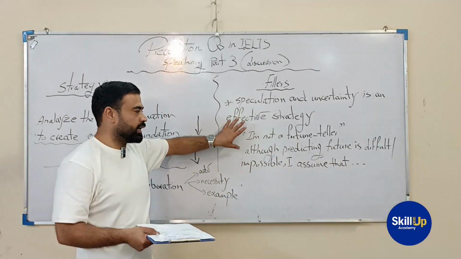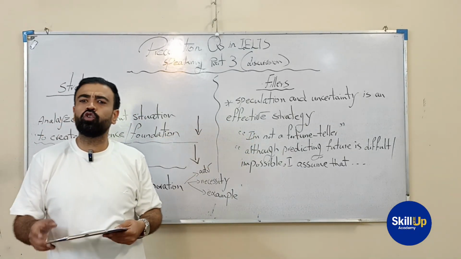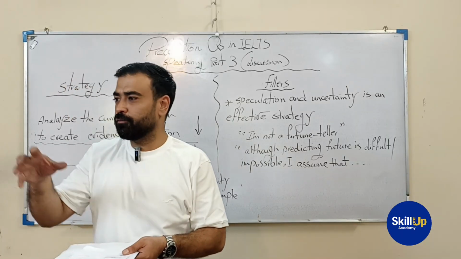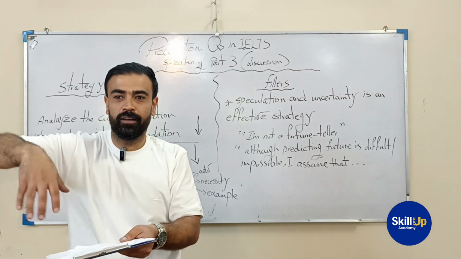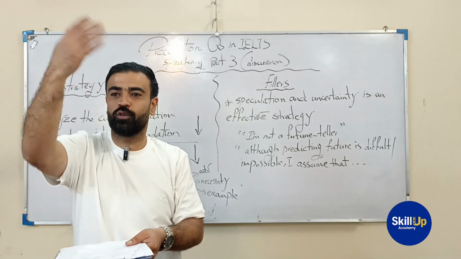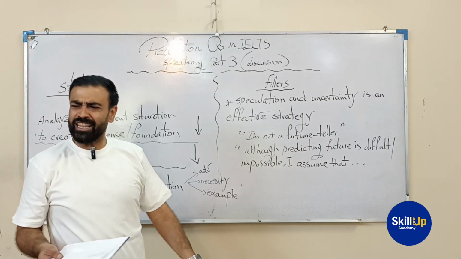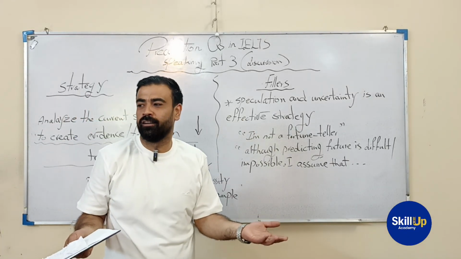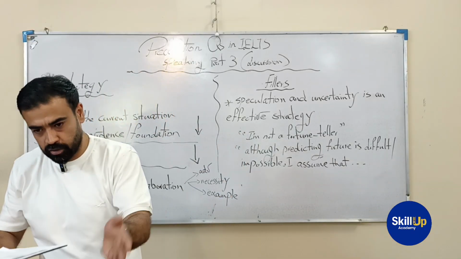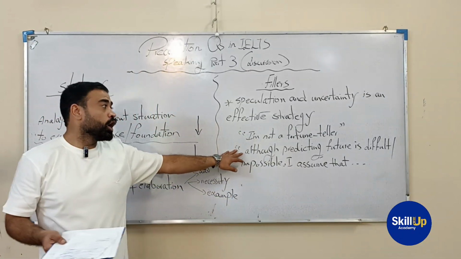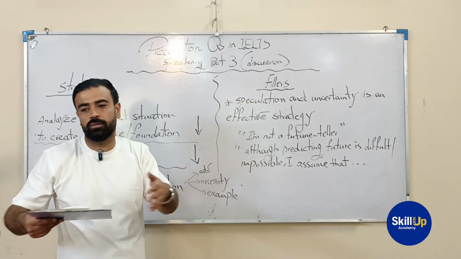So first of all, you can start with these expressions, maybe starters. You can say, I'm not a fortune teller. Do you know who is a fortune teller? A person who has a globe and uses that globe to predict the future. And it makes your response natural. To tell you the truth, I'm not a fortune teller. I'm not that sure, but I believe that nowadays, and start talking about the present. Or simply you can say, although predicting the future is difficult or impossible, I assume that, and then start.